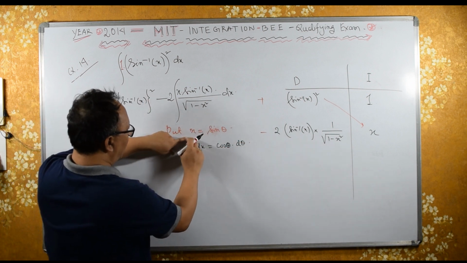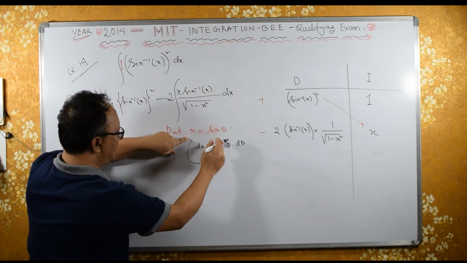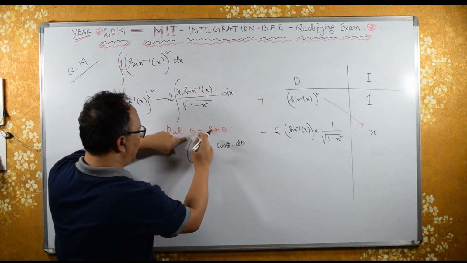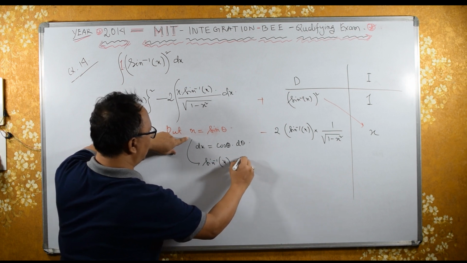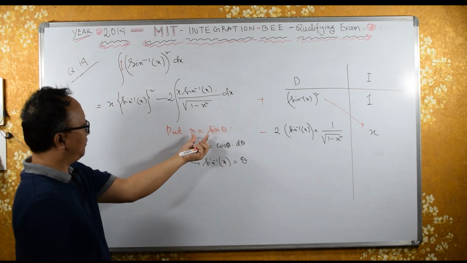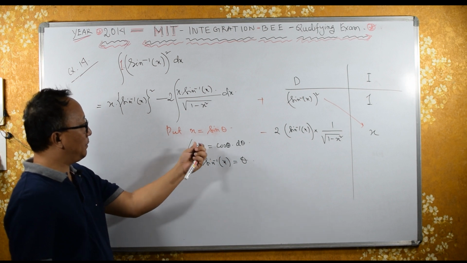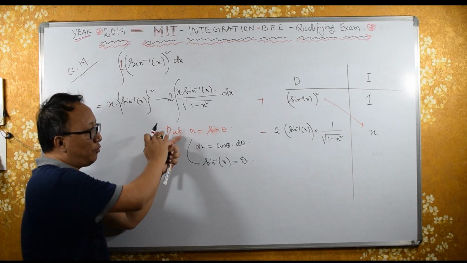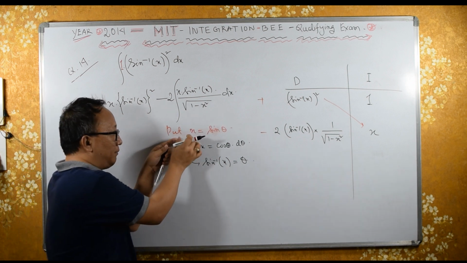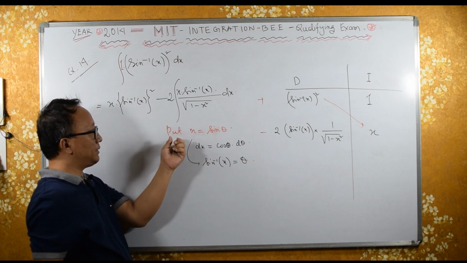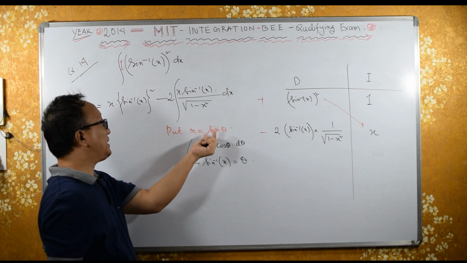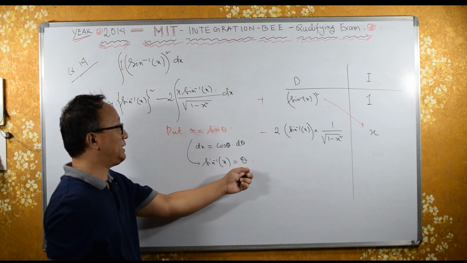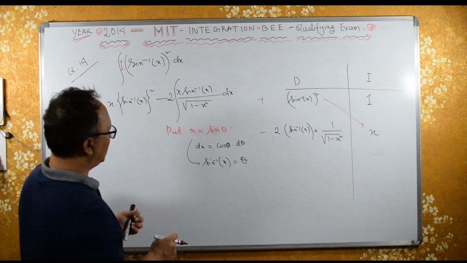From here you will get sin⁻¹x is θ, because multiplying sine inverse on both sides, sine inverse x as well as sine inverse, and sine gets cancelled, you get θ. And what are the other things you need?